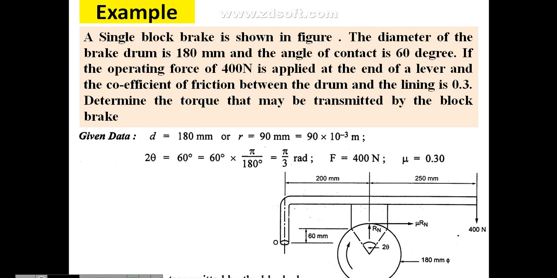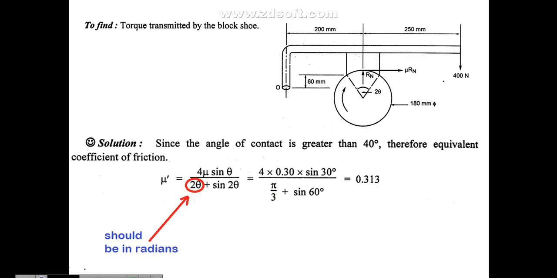So from this arrangement we have to find the TB value. The first step is to find the equivalent coefficient of friction, because the 2 theta value is more than 40 degrees. So you can use this formula, mu dash equal to 4 mu sin theta divided by 2 theta plus sin 2 theta. We have already found 2 theta in radians, so you can substitute that in the equation, 2 theta as pi by 3.